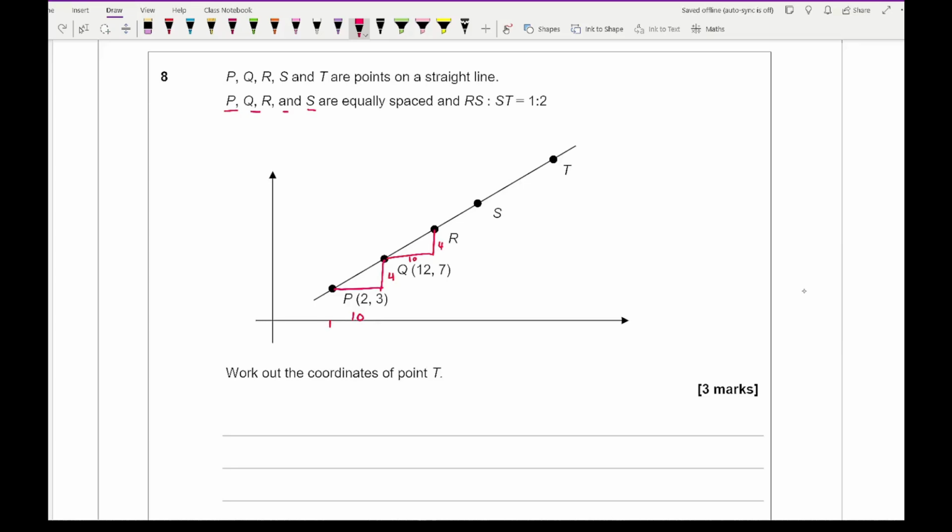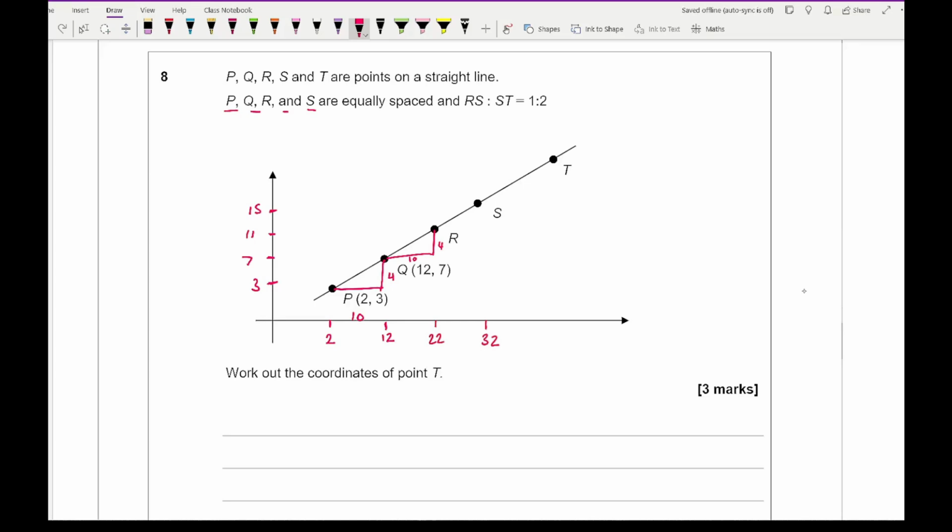Now one way that you might find easier is actually marking it on the axes. So this is (2, 3). This point here is 12, and that point there is 7. And if I just mark those 4 points, you can then see that if the y ordinates are going up in 4, this is going to be 11 and this is going to be 15. And if the x ordinates are going up in 10s, then that's going to be 22, and this point here is going to be 32.